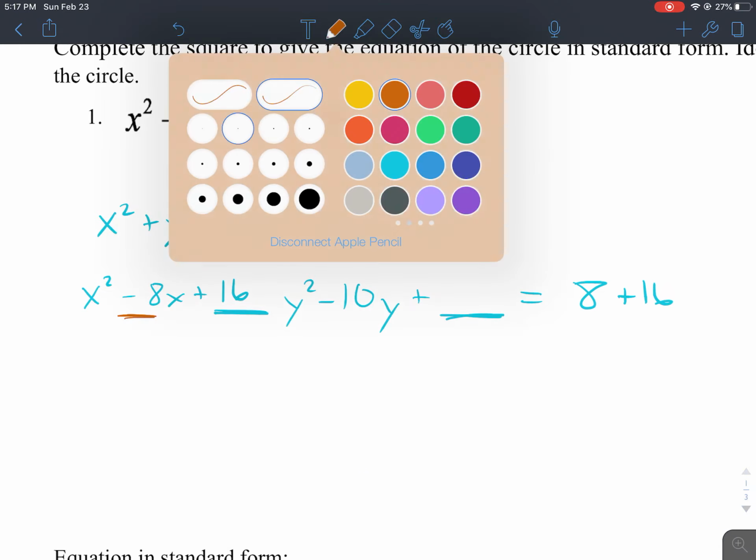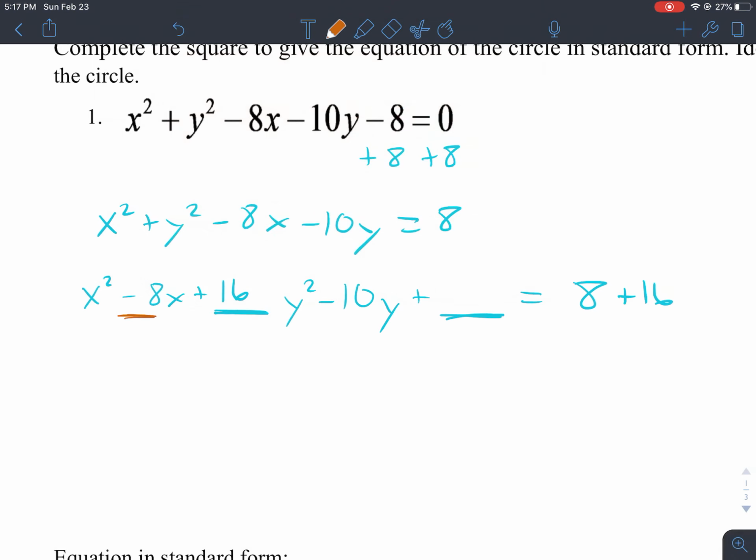Now we're going to look at our y terms. We have a negative 10 attached to our y, so we are going to take this term attached to our y variable, divide it by 2 and square it. So, again, here we're going to end up with a negative 5 squared, which is going to give us a 25. So we're going to add a 25, and what we do to one side, we do to the other. We want a 25, not a 5. We add a 25 to the left side, and to the right side of the equation as well.